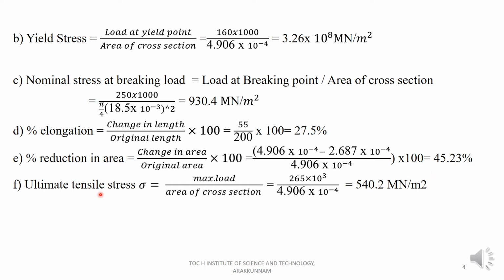Now the ultimate tensile stress is equal to maximum load or the ultimate load divided by the area of cross section. The ultimate load is given as 265 kilonewton, and that divided by the original area of cross section is equal to 540.2 meganewton per meter square. Okay.